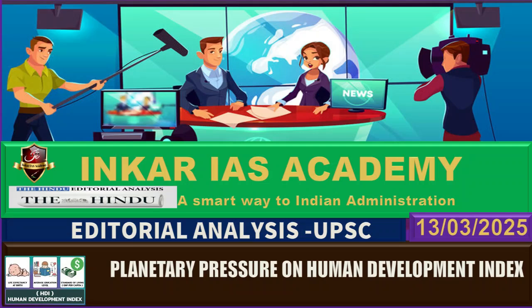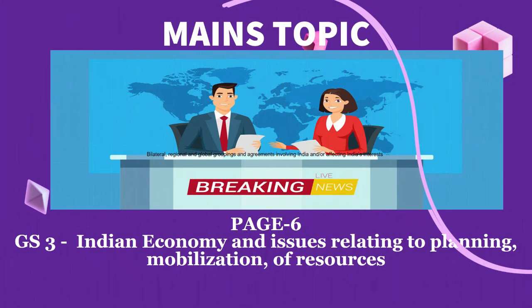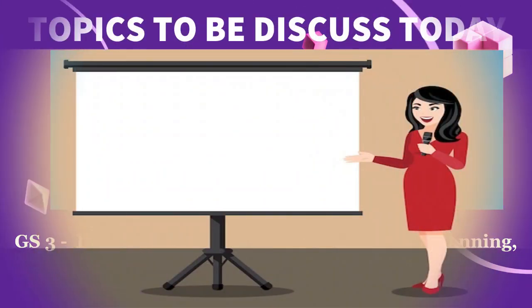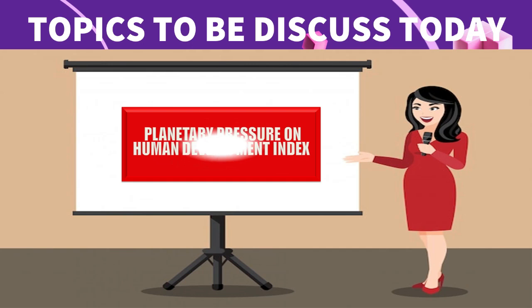Today we are going to discuss the 13th March current affairs. The topic is taken from the Delhi Editorial. The topic is planetary pressure on the Human Development Index, the dangerous illusion cast by development rankings. This topic comes under GS3, Indian economy and issues related to planning and mobilization of resource. In this topic, we are going to discuss planetary pressure on the Human Development Index.